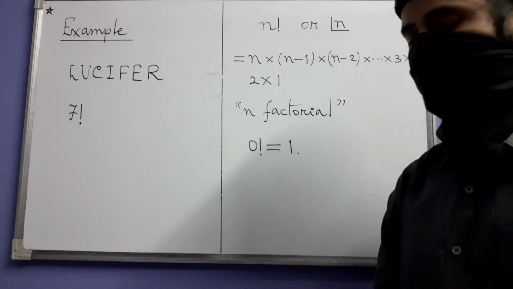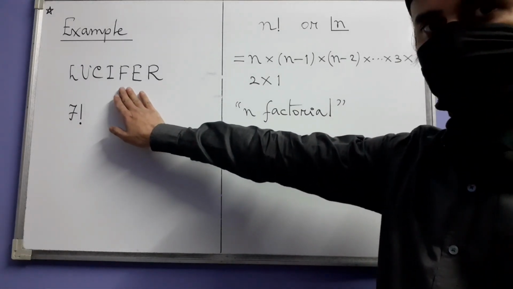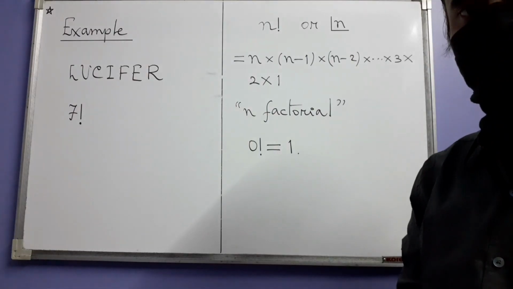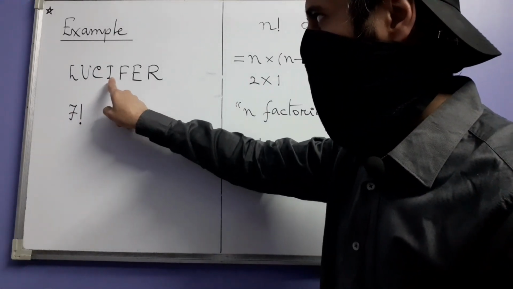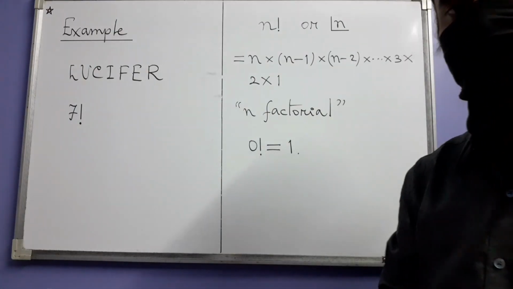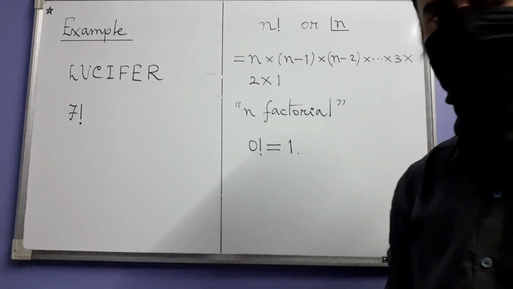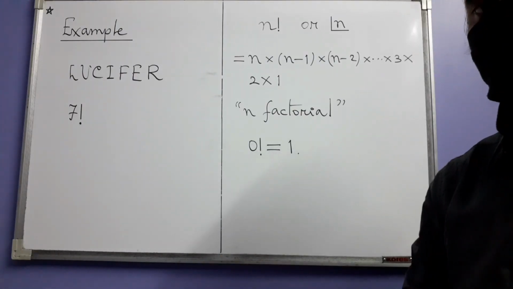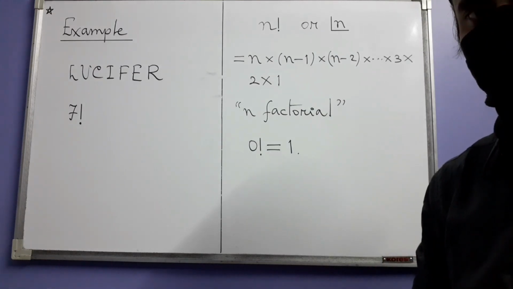If I now change the example and consider the word Lucifer, it also has distinct letters. How many letters are there? 1, 2, 3, 4, 5, 6, 7. So that same number for this word will be 7 factorial. If you want, you can calculate its value, but that's not the point. The point is that it is 7 factorial, whatever it is.